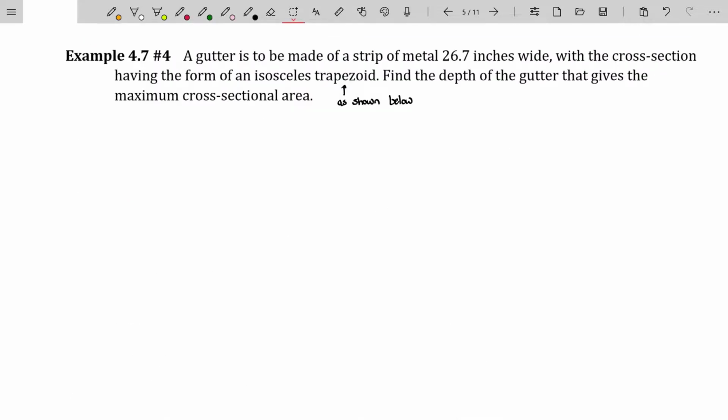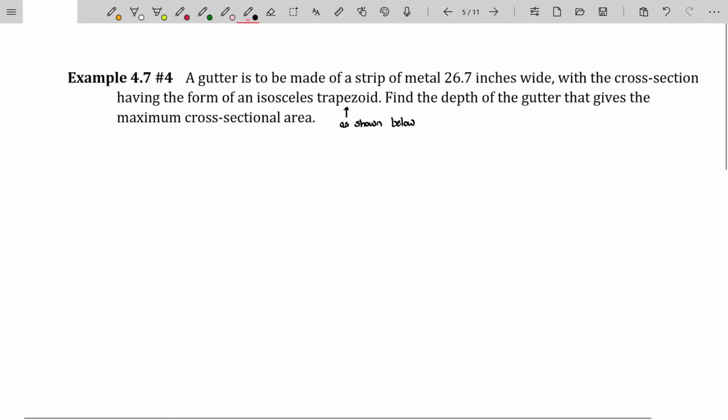All right, our next problem here, we have a gutter that's supposed to be made of a strip of metal 26.7 inches wide, with the cross section having the form of an isosceles trapezoid. And I say as shown below because there's a little bit more information that you need to be given here. Find the depth of the gutter that gives a maximum cross-sectional area. Well, we've read the problem. Let me just draw out what they mean.